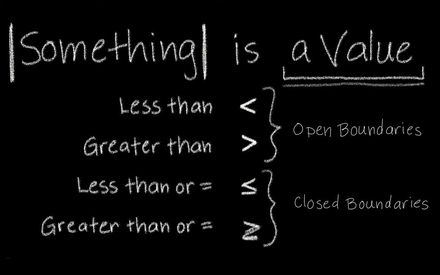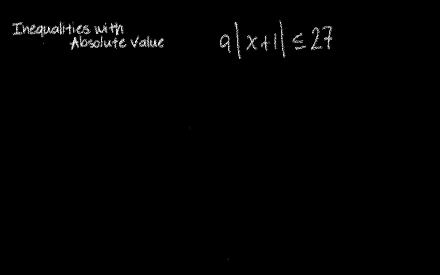So when I look at this problem that we're doing right now, what we probably need to do is divide both sides by 9 first. And when I do that, this becomes the absolute value of x plus 1 is going to be less than or equal to just the number 3. So now this is exactly the form that we like working with, right? The absolute value of something is less than or equal to 3.